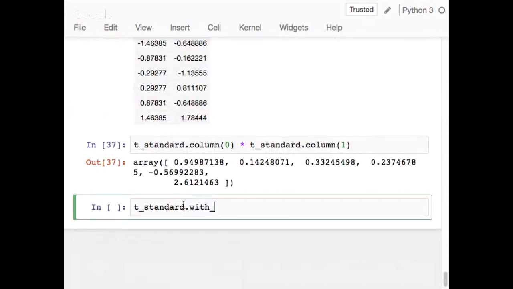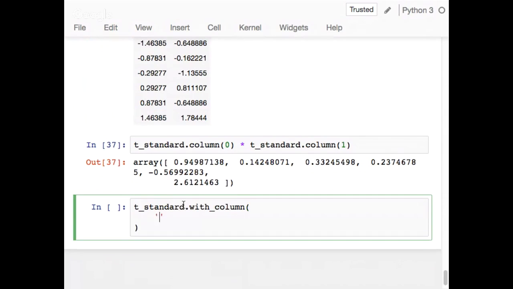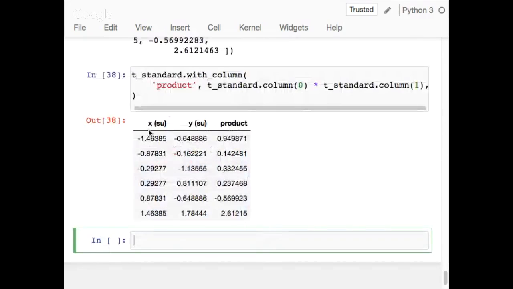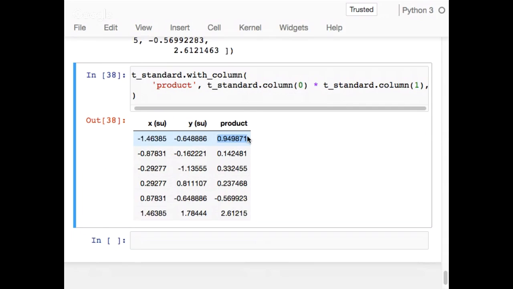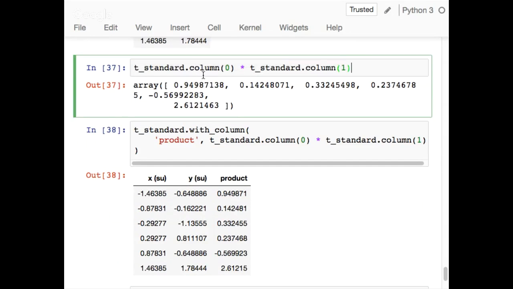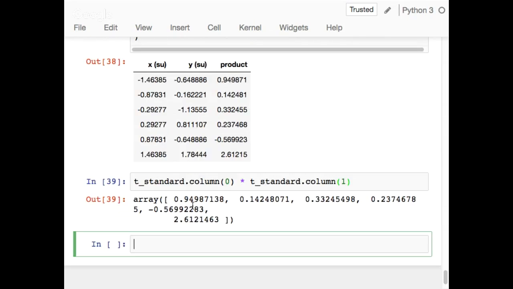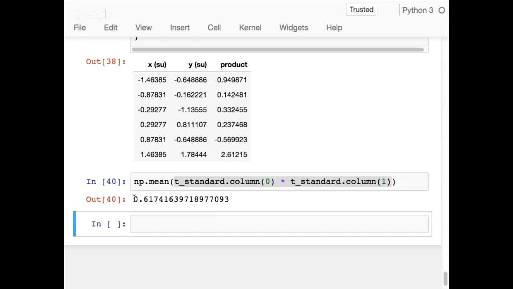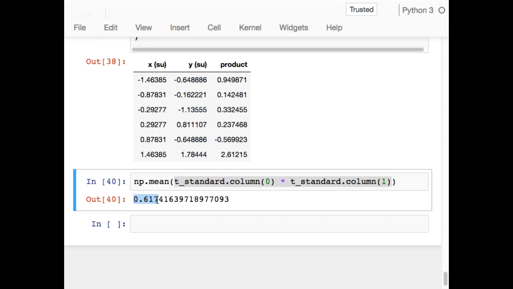Take that column, let's call it products. So we have here x in standard units, y in standard units. We multiplied each x with its y value. Here are the products. And the correlation coefficient r is just the average of these products. Let's figure out what it is. Here are my products, np.mean. And there we go. We see that my correlation coefficient is 0.6.